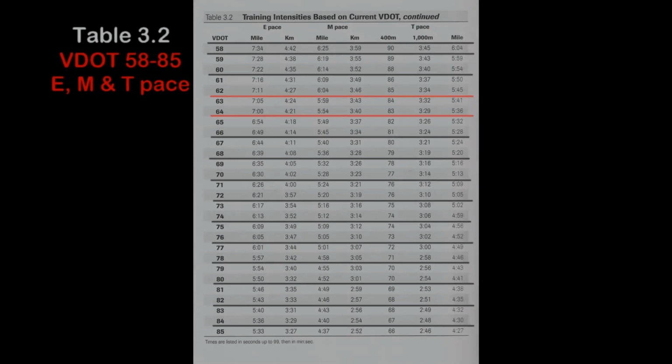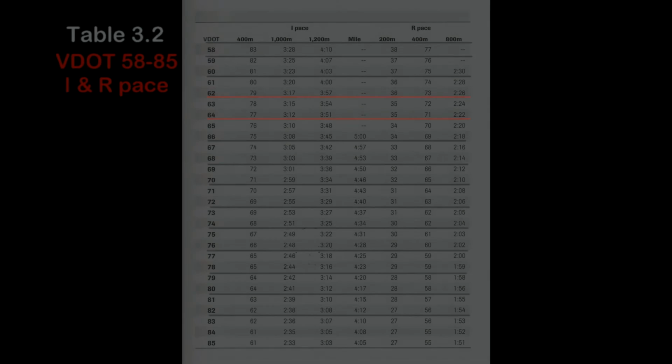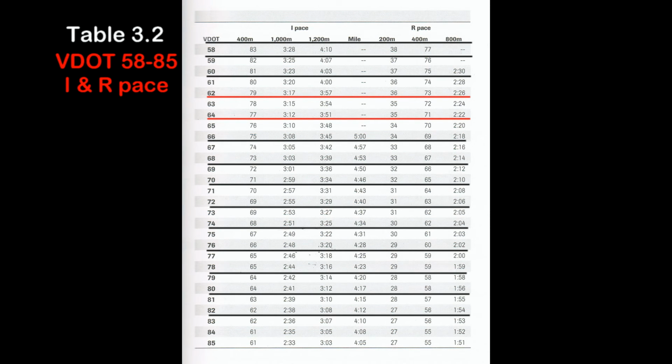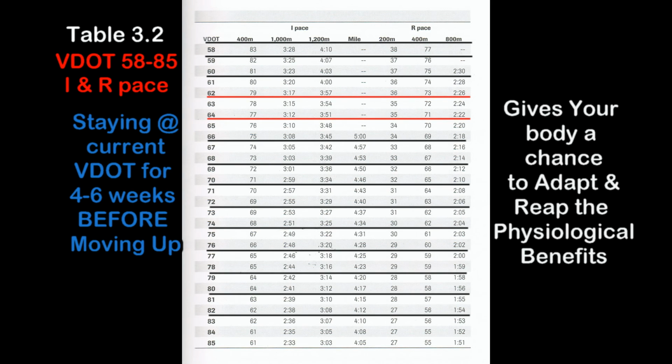So table 3.2 continues for VDOTs 58 to 85 for E, M, and T pace. Now we'll explain more later about the physiological benefits of training at E, marathon, and threshold pace. Now we continue with table 3.2, VDOT 58 to 85, I and R pace. You want to stay at your current VDOT for 4 to 6 weeks before moving to a higher VDOT because it gives your body a chance to adapt and reap the physiological benefit we are targeting.